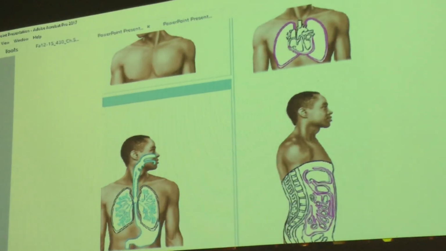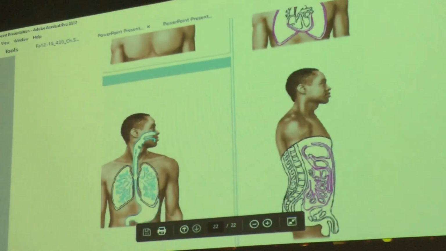For the serous membrane, what's the inner layer called, the one that lines the organ? Visceral. And the outer one that lines the cavity? Parietal.